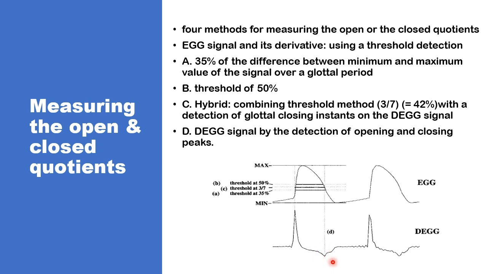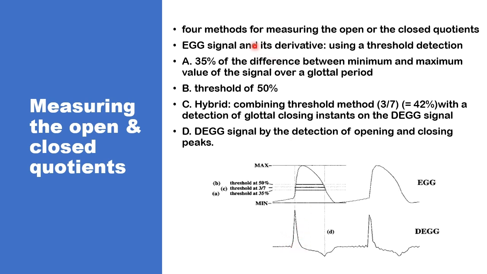If that's the case and you have the positive peak and the negative dip, then you could mark the start and the end of the closed phase and the start and the end of the open phase of the vibratory cycle. But that's not always the case, particularly in some cases of dysphonia, when it is difficult to identify this dip. In most cases, you can still identify the positive peak.